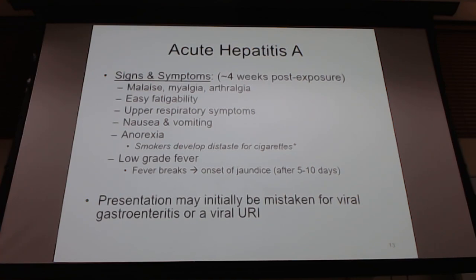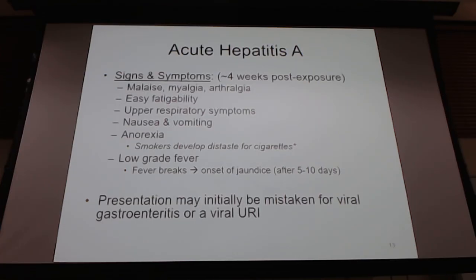We're going to see malaise, myalgia, arthralgias. Upper respiratory symptoms can run with this as well, which can definitely muddy up your clinical suspicion. But we have anorexia again, that sudden disdain for cigarettes, and then the fever breaks, and then the jaundice starts, and we get definitely into that icteric phase right there. So it starts on the tail end of that.